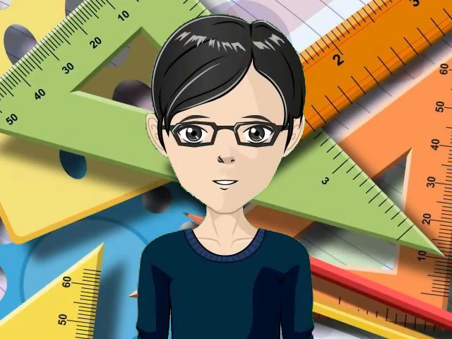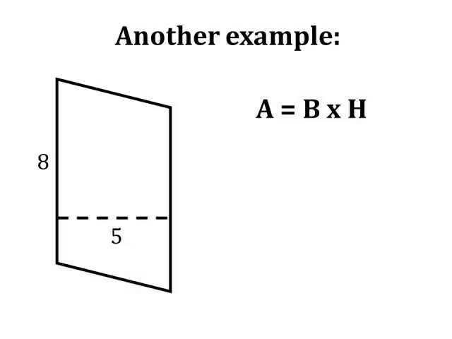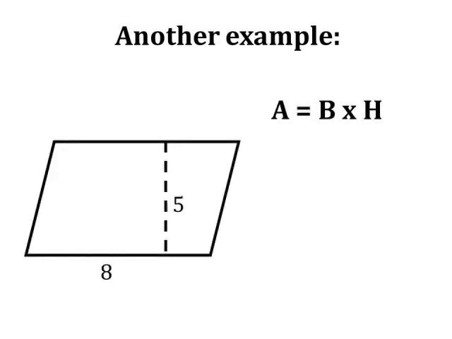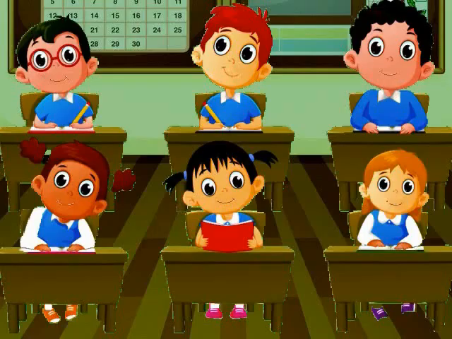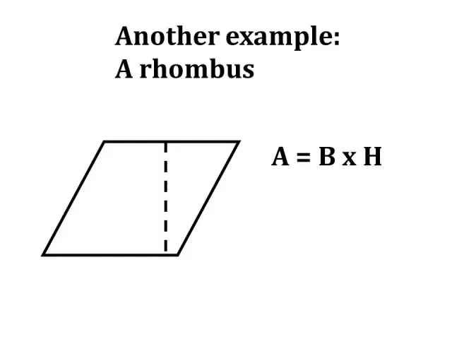Another example. Nakatumba yung parallelogram na to. So kailangan nating iikot para maging vertical yung height. Ayan, okay na. Base is 8, height is 5. So area equals base times height, which is 8 times 5 equals 40. Okay? Okay po.